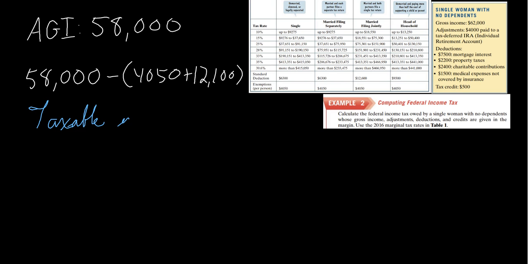Okay, so let's see, my taxable income right now. Taxable, might as well just, that's stupid. We'll just write it in print. How about that? Taxable. My taxable income is 41,850.